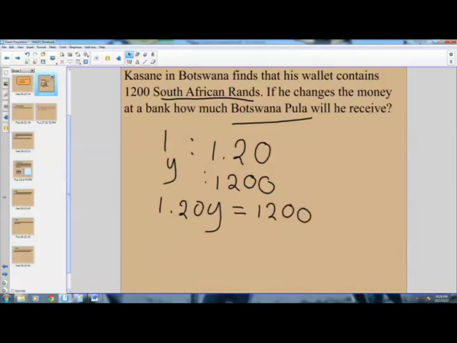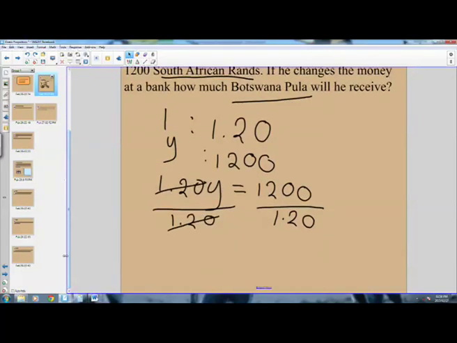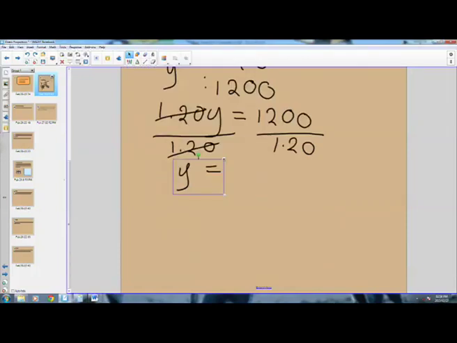1,200. Then divide both sides by 1.20. We are to divide by 1.20. Remember to divide both sides by 1.20, 1.20 as well on this side. 1.20 cancels the 1.20. So on this side, you are remaining with y. So y will be equal to 1,200 divided by 1.20.